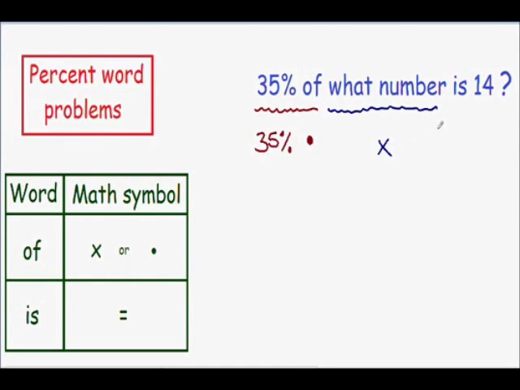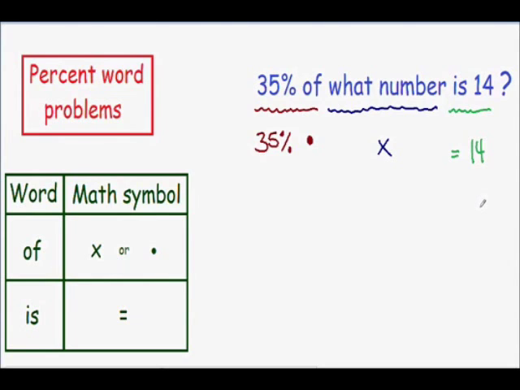And if we keep moving to the right, our next two words are is 14. And if you look at the chart I wrote for you on the bottom left part of the screen, the mathematical symbol for the word is is the equal sign. So instead of writing the word is 14, I'm going to use the math symbol, and I'm going to put equals 14. So now I have changed this word problem into a math equation. We have 35% multiplied by x is equal to 14. So now the only thing we need to do is solve for x.